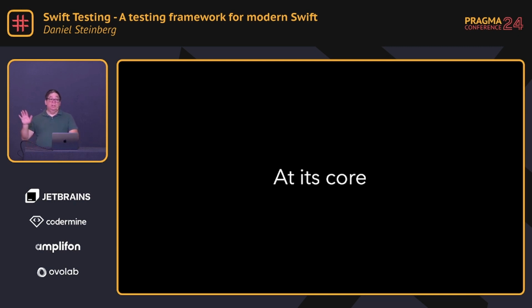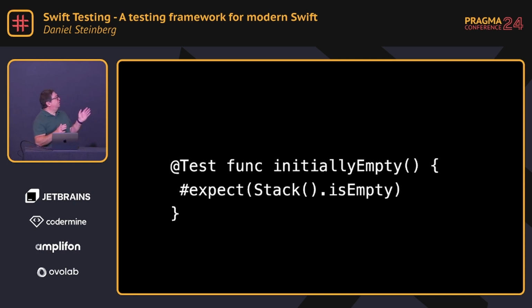At its core, getting rid of the display name and everything, it's just this. Readable, understandable, it's just the test macro, it's the method name, it's the expectation. So that's a test. So we're done.